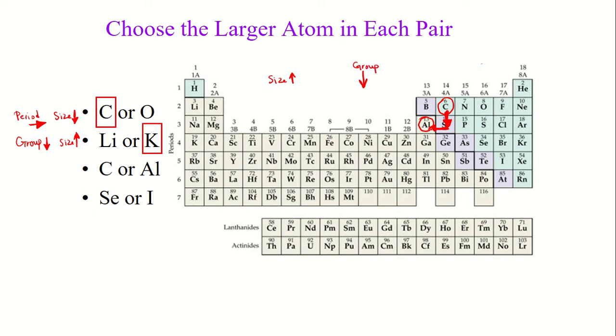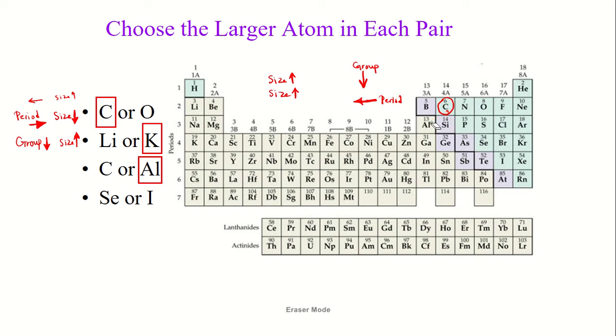How about if we move from right to left in the period? Please look here. Left to right, size decreases. If we move right to the left, size increases. I'm gonna write size increases. Both make the same result: size increases. So aluminum is going to have a larger size than the carbon atom because we have the same behavior.